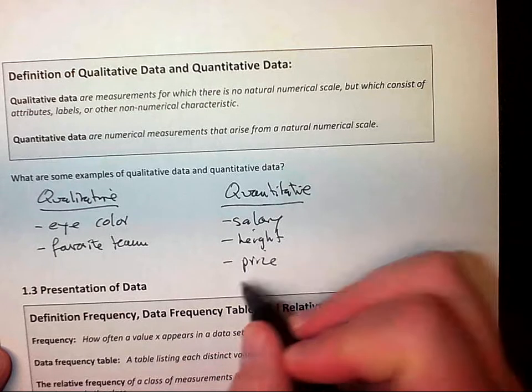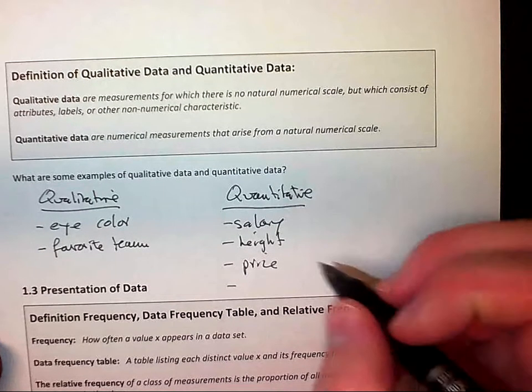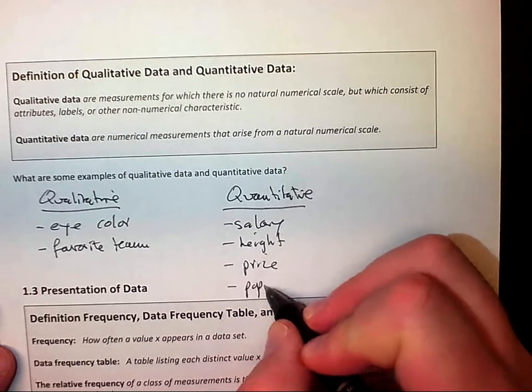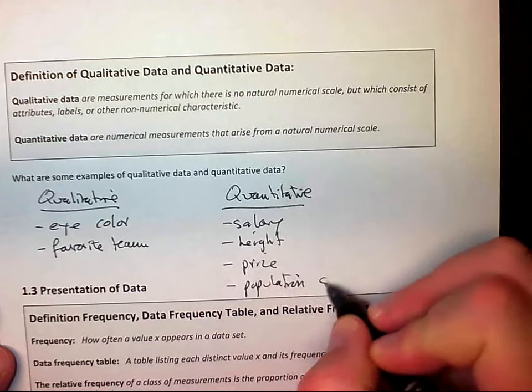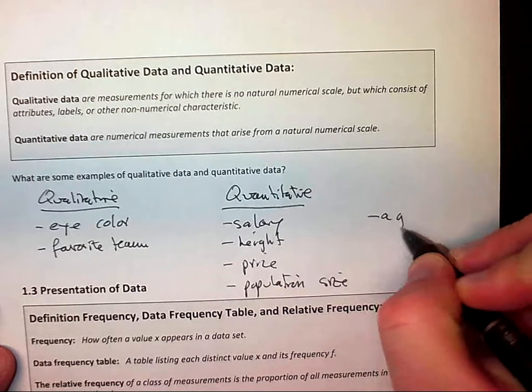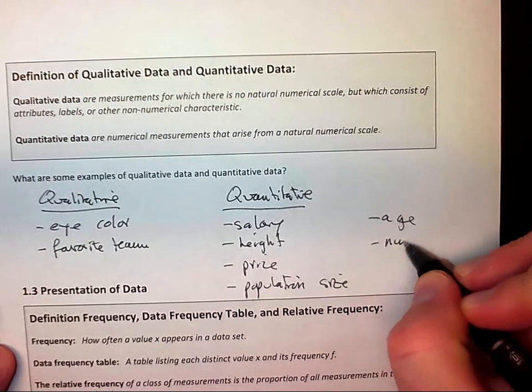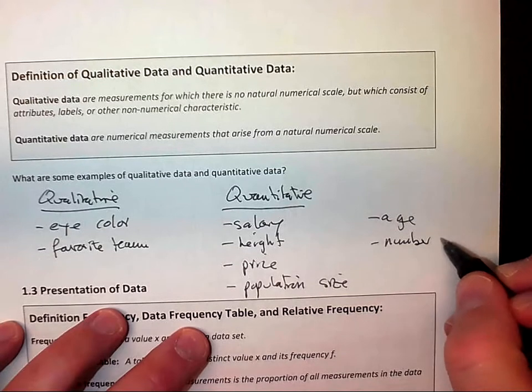Price, what do you mean with population? Like population of Charlotte and Carolina. Oh, okay, like population size, good. You could also have age, maybe number of siblings. You guys get the gist?